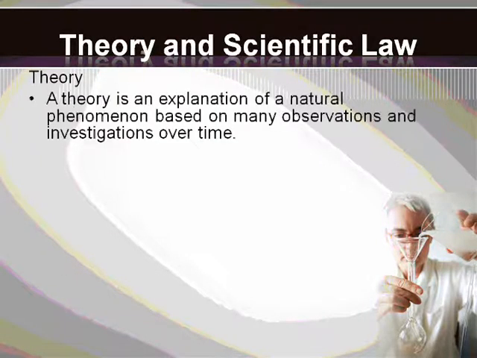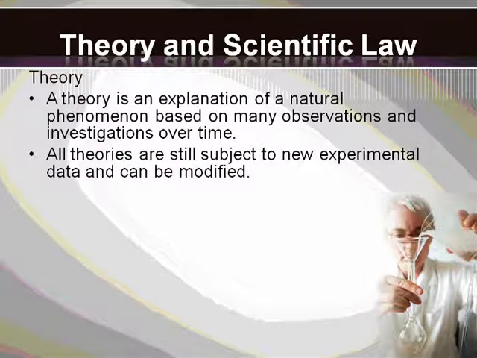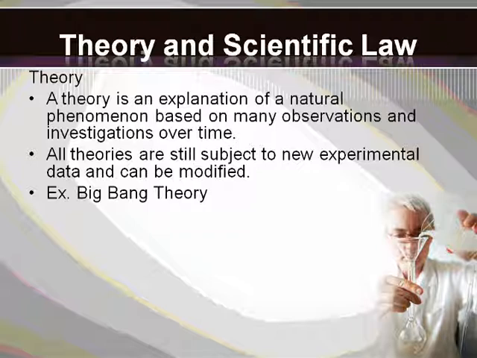Now, theory and scientific law. These are developed through science experiments, and so that's why we're going to go ahead and talk about them. A theory is an explanation of a natural phenomenon based on many observations and investigations over time. All theories are still subject to new data, and they can be changed or modified. Theories have not been proven yet. An example would be the Big Bang Theory.